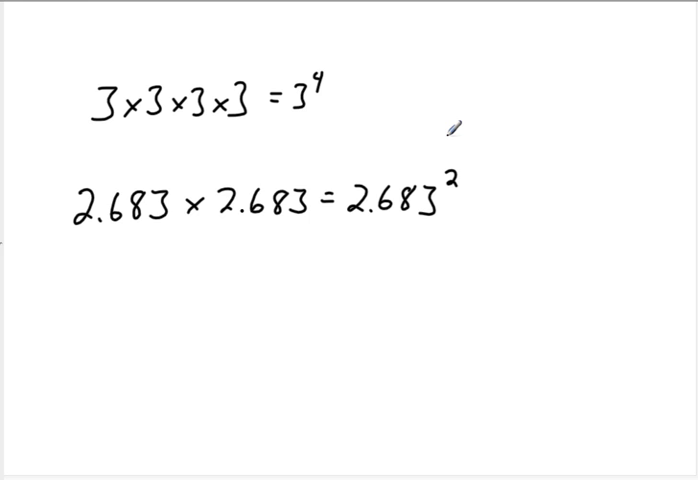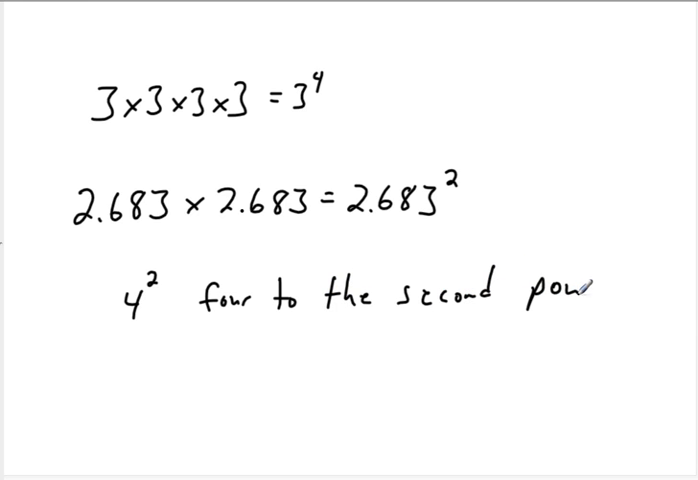Now some powers have special names. For instance, if I write 4 to the 2nd power, that's also, let me show the two different names. That's 4 to the 2nd power. Now any exponent and base can be written this way. Put the base there and the power there, or the exponent there. But a 2 also means squared, so I could say 4 squared.